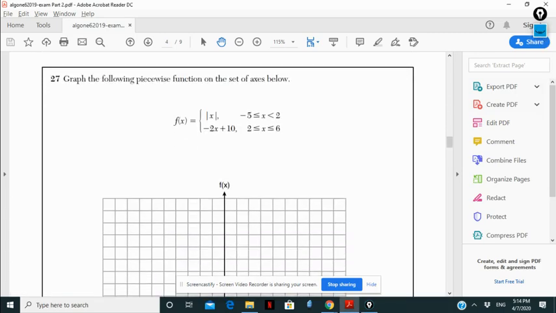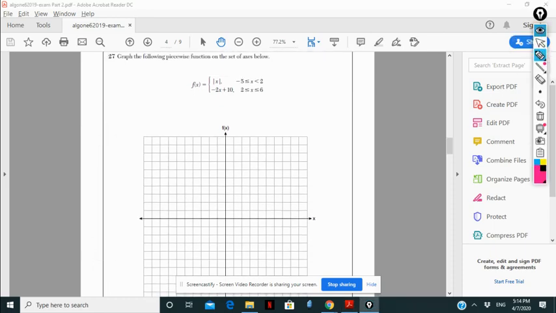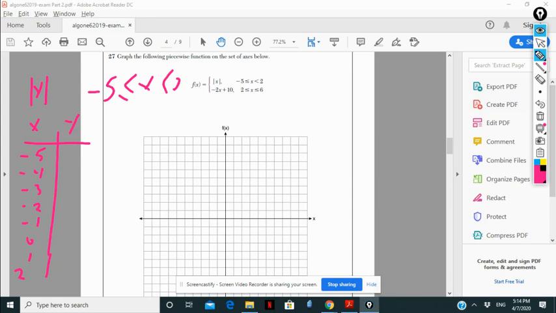Question number 27 is a piecewise function. Look here, so we have absolute value of x on the domain -5 to 2. So what does it mean? Here is the x value, here is the y value. So I have -5, -4, -3, -2, -1, 0, 1, and 2. So it's giving me 5, 4, 3, 2, 1, 0, 1, 2.